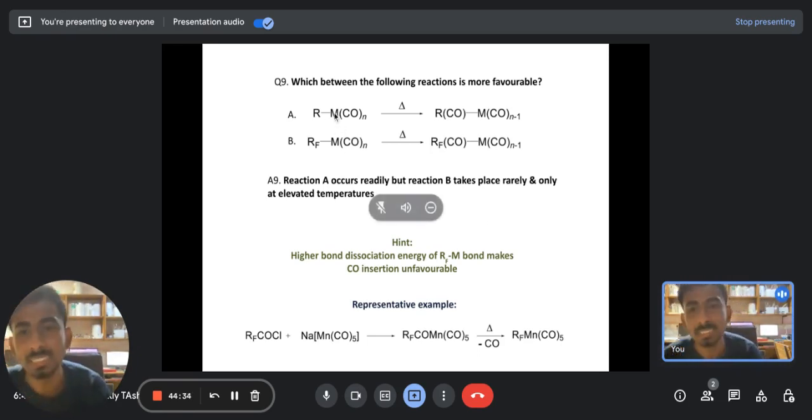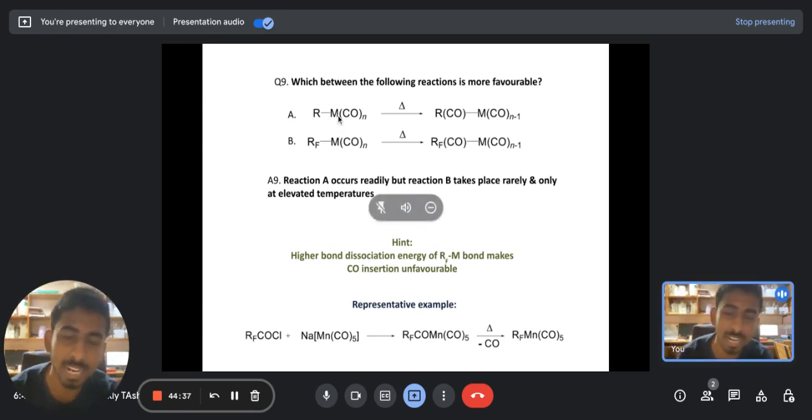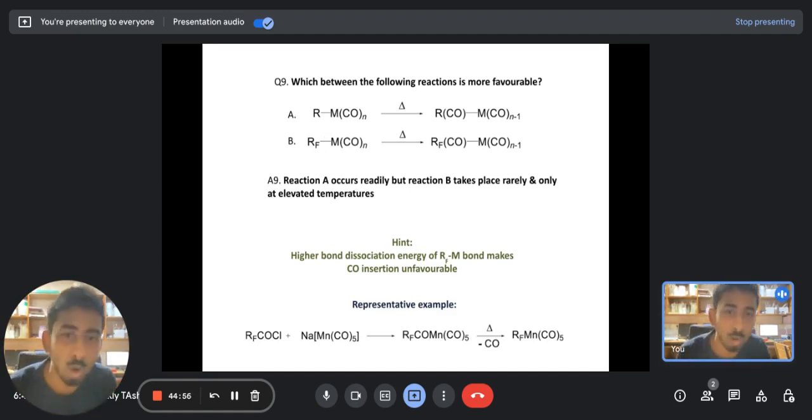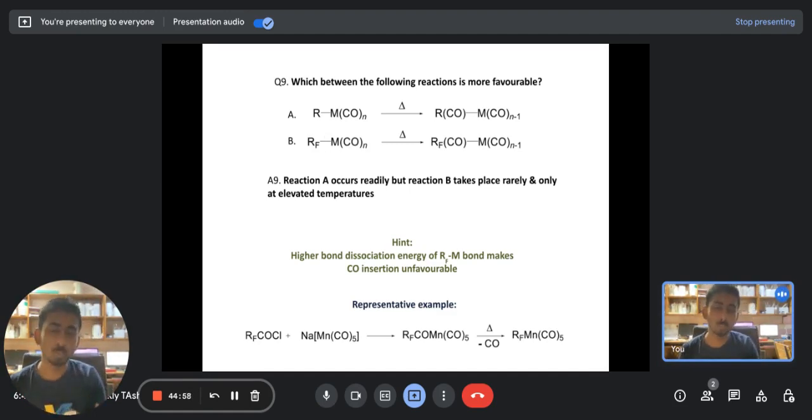So you see, the left hand side is the reactant and the right hand side is the product. The more stable the product, the more favorable the reaction will be. The more stable the reactant, the less favorable the reaction will be. So between the RM and RFM bond, like in the previous slide that I have discussed, the RFM bond is quite strong because the bond dissociation energy is quite high.